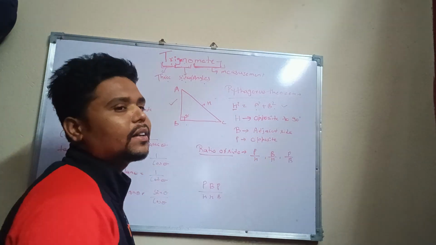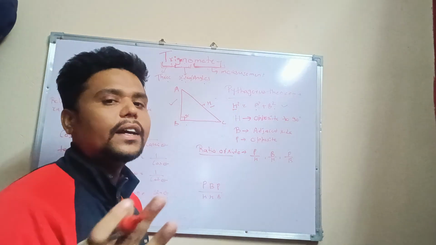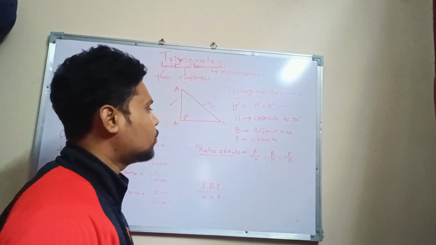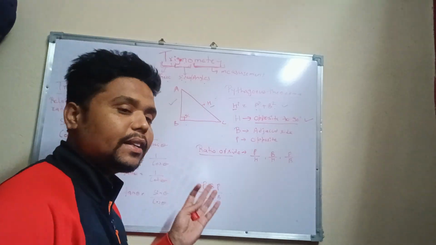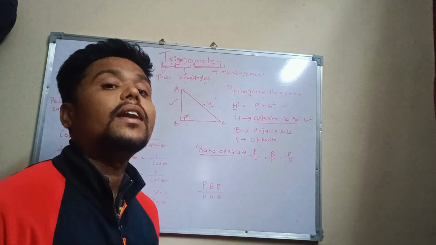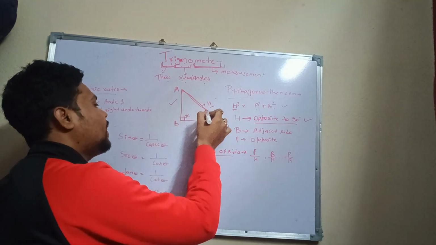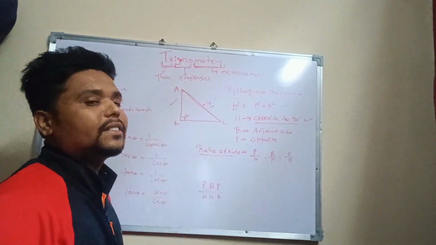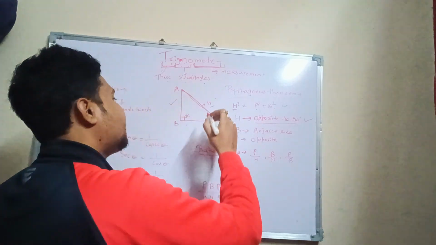What is the hypotenuse in a right angle triangle? As we know, the hypotenuse is the side in a right angle triangle which is opposite to the 90-degree angle. Or we can say that the largest side in a right angle triangle is called the hypotenuse. As we can see in this triangle ABC, AC is the largest side and it is also opposite to the 90 degrees. So here AC will be the hypotenuse.